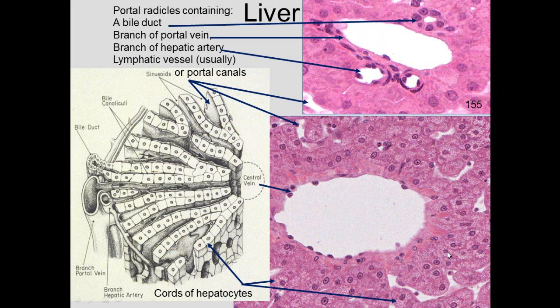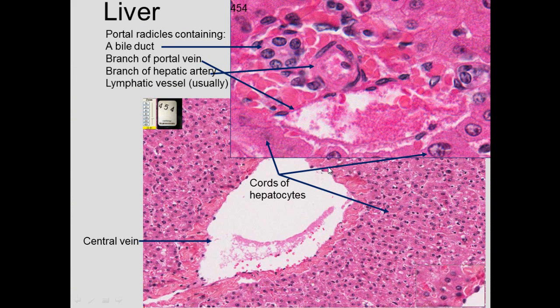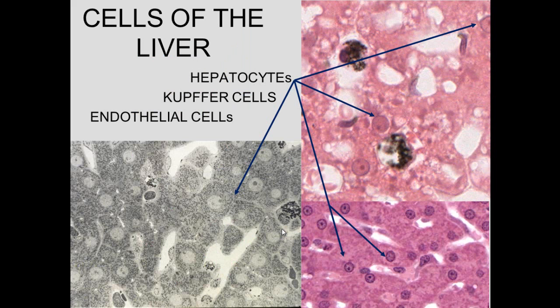And these are the hepatocytes that we see. Another specimen, we can see the same thing: the bile duct, the artery, the hepatic vein, which is a part of the portal system, hepatic portal system. You can see the cords of cells located here and the central vein.